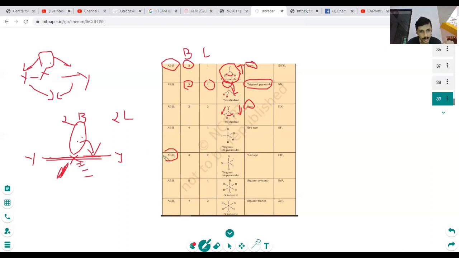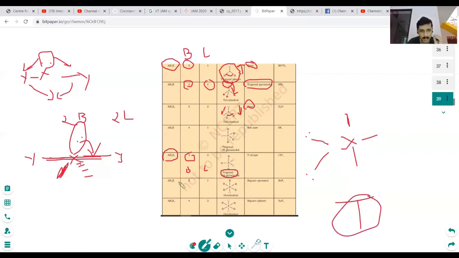Again, when you go to AB3E2, 3 bond pairs and 2 lone pairs, you will have a trigonal bipyramidal arrangement. In a trigonal bipyramidal, you have a trigonal base and a pyramid. The lone pair will always be present in the planar positions, not in the axial positions. So this is what we also call a T-shaped system. That is, it forms like this. Hence it is called T-shaped compounds.